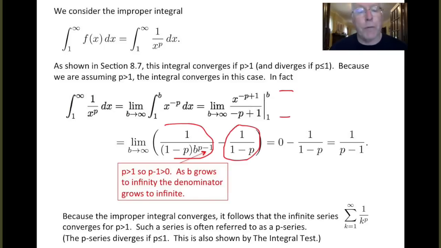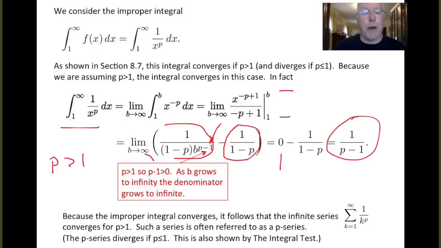And the important thing to consider here, here's where the p bigger than 1 becomes important. If p is bigger than 1, that implies that p minus 1 is positive, and so this exponent down here is a positive exponent. So as b goes to infinity, that denominator gets very, very big and tends to 0, as we see here. And then we're left with just the other term, minus 1 over p minus 1, or 1 over p minus 1 as the value of the integral. So this improper integral converges to 1 over p minus 1.